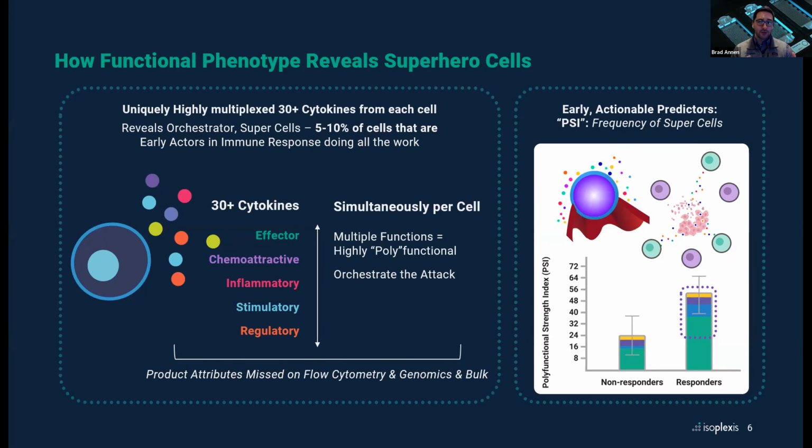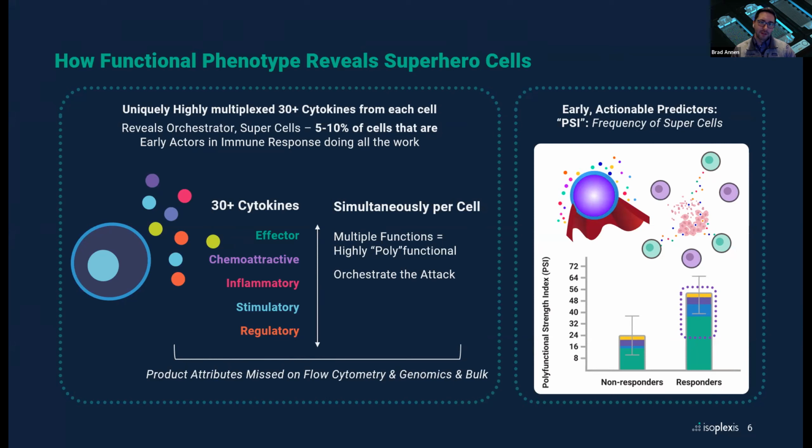And they orchestrate this immune response through their simultaneous secretions of multiple different cytokines. So I said it was a small population of cells, and typically what we see is they only count for about 5 to 10% of the cells in this heterogeneous cell population. And these are really the subset of cells that are driving this immune response.